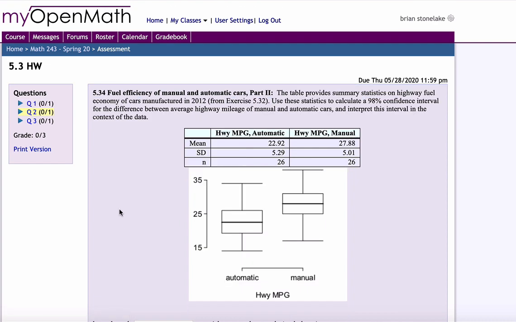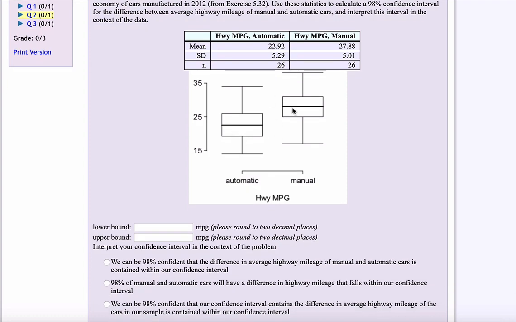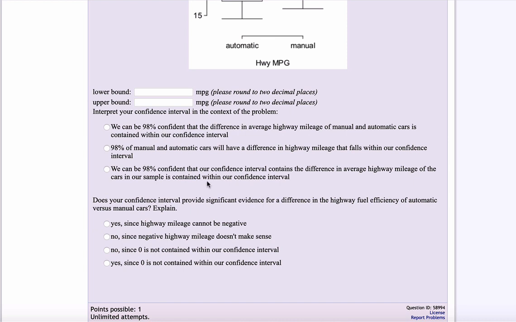Question 2, same setup. Oh, that's right. It's the exact same setup, except now you want a confidence interval, if I remember right. So they give you manuals and automatics. I think they changed these numbers on you, but it's the same idea, except now you're making confidence intervals.